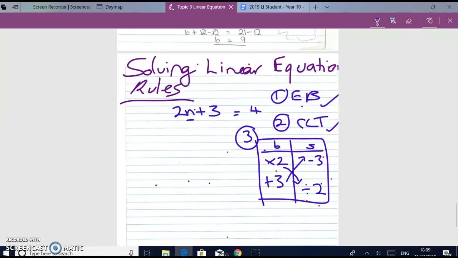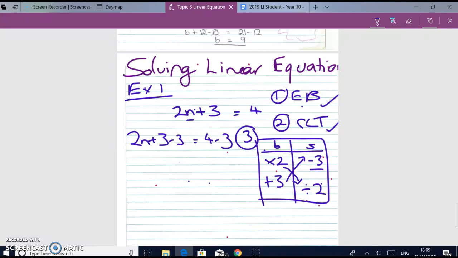Alright, so I go 2n plus 3 equals 4. First thing I'm going to do, according to this table, is take 3 from this side of the equation. Now remember, golden rule, I have to take 3 from both sides of the equation. So I get left with 2n plus 3, take 3, equals 4, take 3.